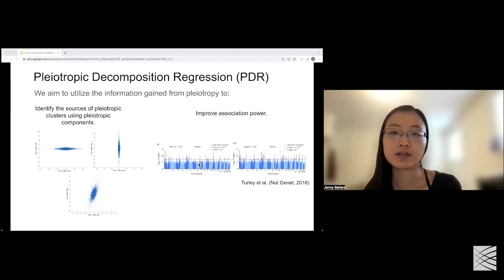So therefore, knowledge of pleiotropy is much more informative than simply the genetic correlation, and using pleiotropic decomposition regression, we aim to utilize the information gained from pleiotropy to identify the sources of pleiotropic clusters using pleiotropic components. We also aim to improve association power similar to methods such as MTAG, and later on I'll show some out-of-sample replication analyses for this.